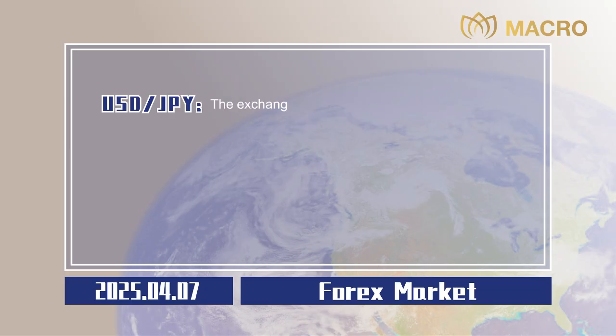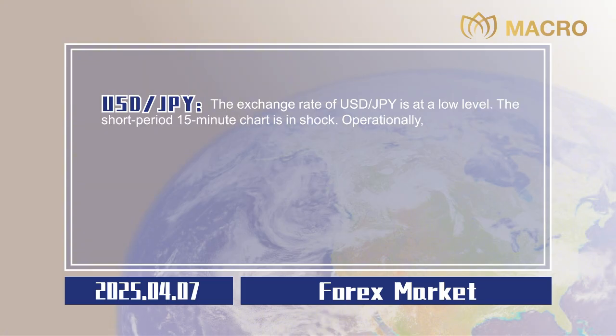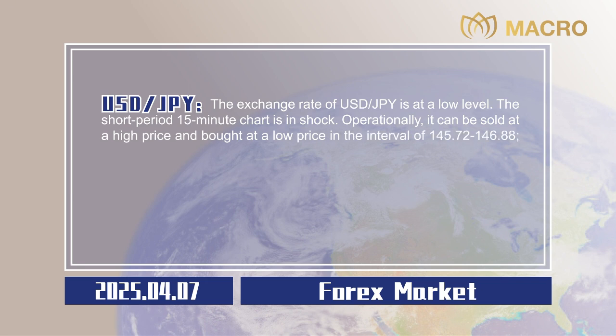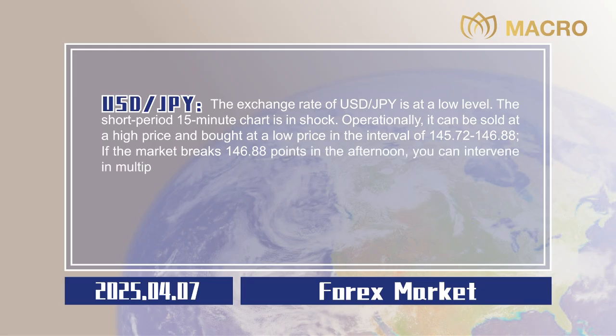US dollar to Japanese yen. The exchange rate of US dollar to Japanese yen is at a low level. The short period 15-minute chart is in shock. Operationally, it can be sold at a high price and bought at a low price in the interval of 145.72 to 146.88. If the market breaks 146.88 points in the afternoon, you can intervene in multiple orders, and the upper target can be seen at 147.20 to 147.80.